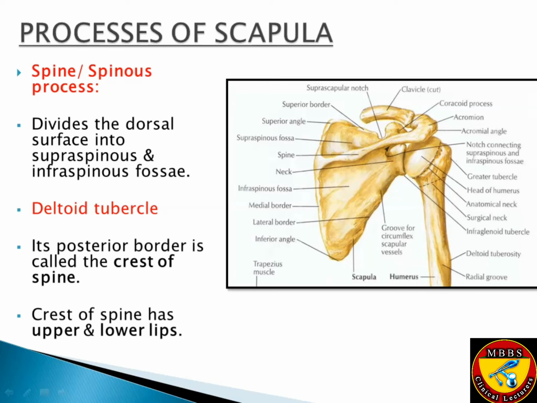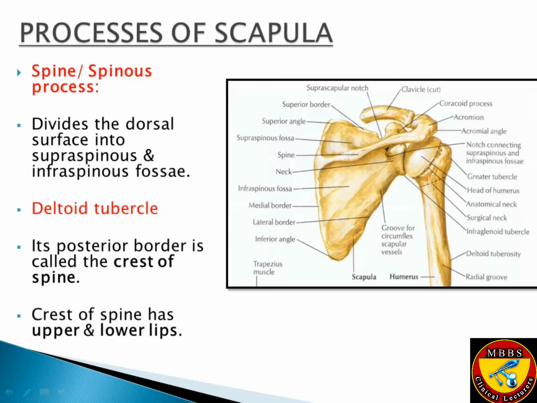So we said till now we have learned the angles, we have learned the borders, and we have learned the two surfaces. Now it's the time to learn the processes. So the scapula has how many processes? It has three processes: spinous process, coracoid process, acromion process.